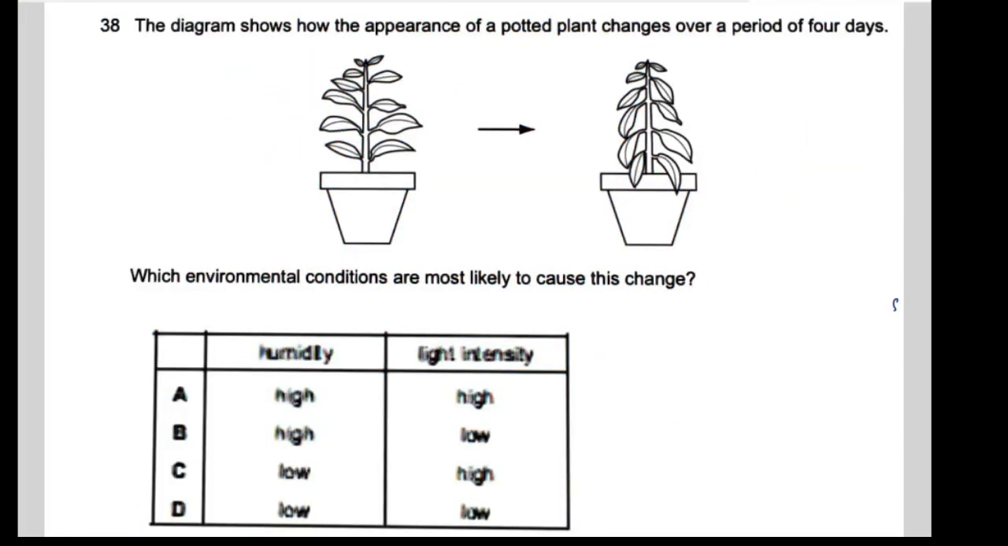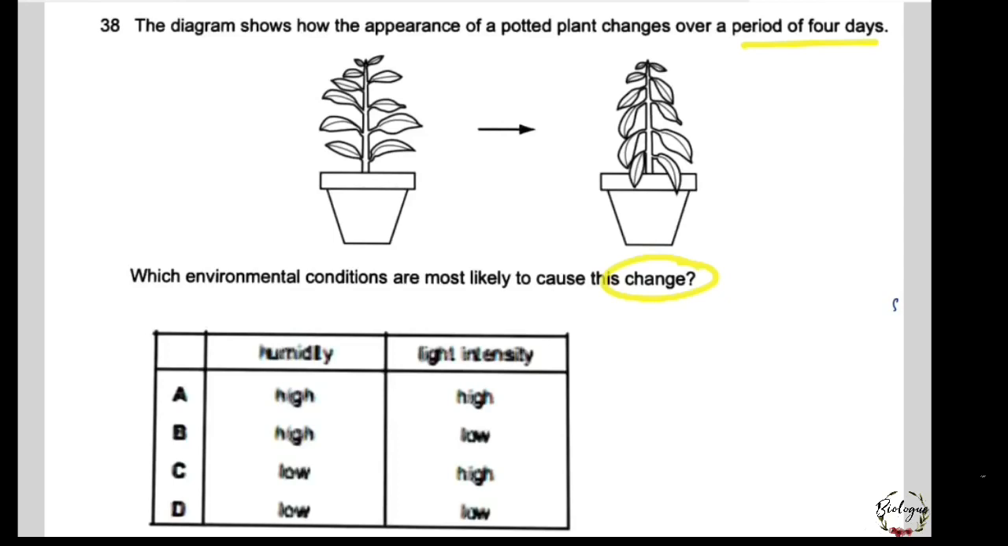So the first question is that the diagram shows how the appearance of a potted plant changes over a period of 4 days, and the question is asking us to find out which environmental conditions are most likely to cause this change. Now you may pause the video to formulate your answer and then click the video again to find out the solution. Alright, so now let us look at the solution.